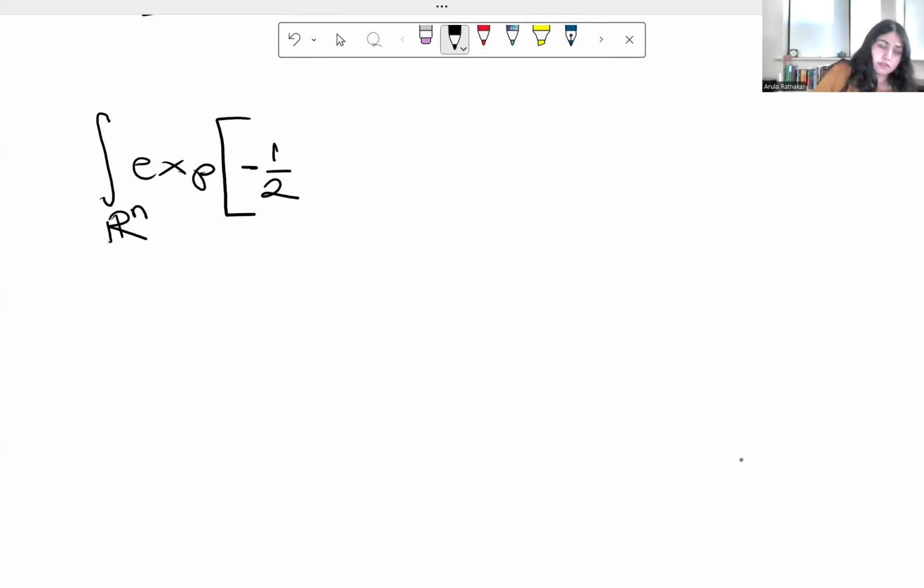I might stop writing the vector symbol. Keep in mind that now we're working with vectors and matrices, but if I accidentally stop writing this little vector symbol on top of x, just please keep in mind that we're no longer in one dimension.